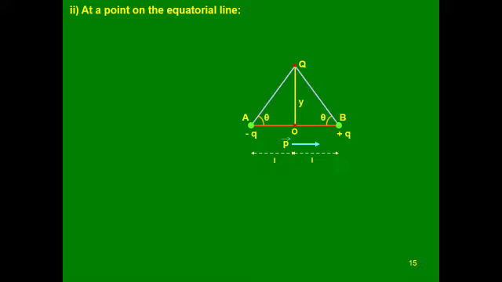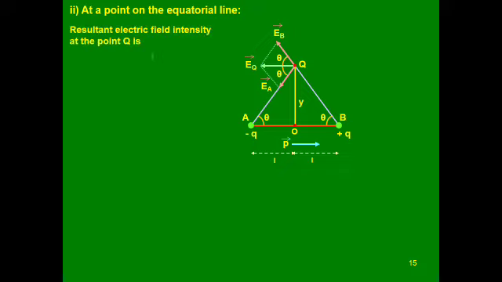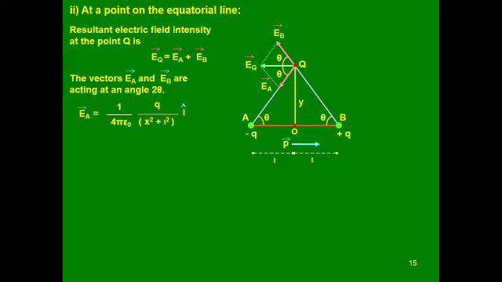Now we can find the electric field intensity EA due to minus q at A and EB due to plus q at B. The vector sum of EA and EB will be EQ. So let us find the resultant electric field intensity at point Q: EQ is equal to EA vector plus EB vector. The angle between them is twice theta. EA and EB are equal because BQ equals AQ equals the square root of x squared plus L squared.